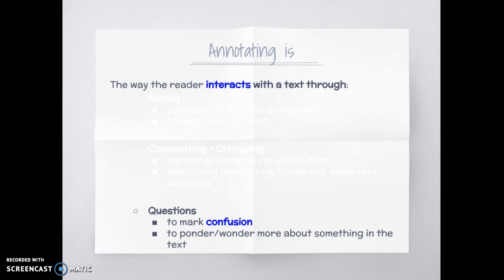And you can also write down questions. Many times when we're reading, we have questions about what we are reading or what the author means or what a word means. So you can mark your confusion, or many times you can ask a question in the margin and it's answered later in the text. So it shows that you're actively reading throughout.